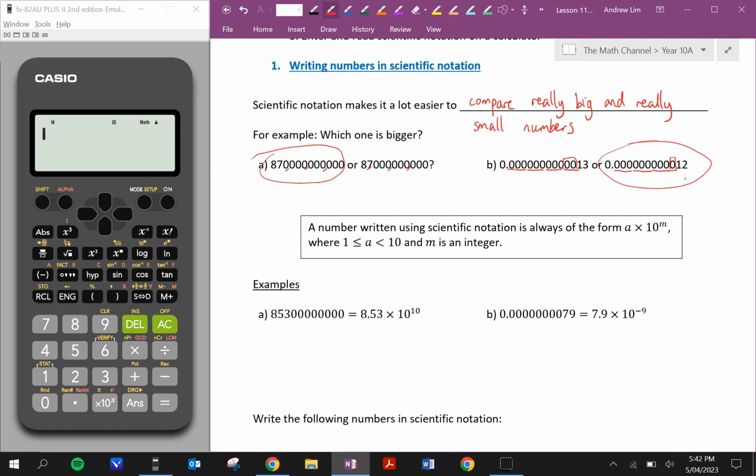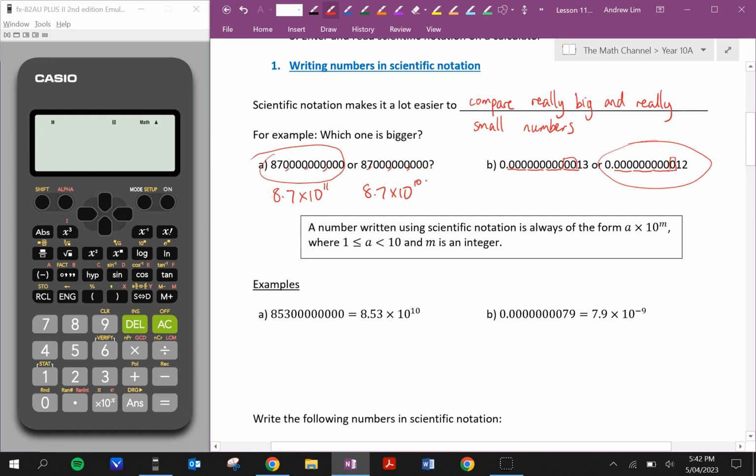Now, how did you do that? Of course we had to count the zeros, which is really annoying. That's why we like to use scientific notation. Scientific notation makes it a lot easier to compare really big and really small numbers. In question A, we've got really big numbers. In scientific notation, the one on the left would be 8.7 times 10 to the power of 11, and the one on the right would be 8.7 times 10 to the power of 10. That makes it nice and easy because we can see that 11 is definitely bigger than 10.